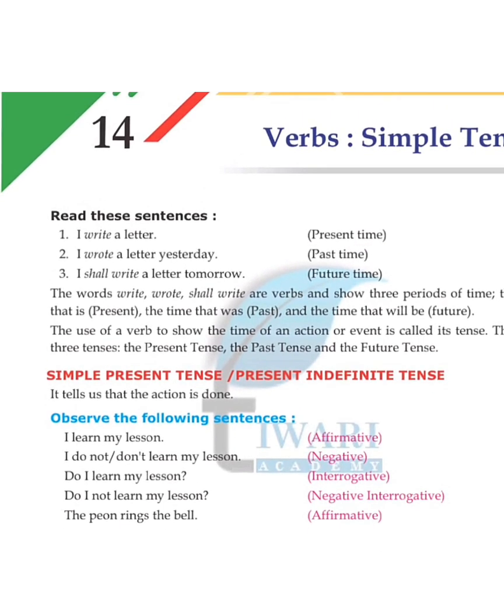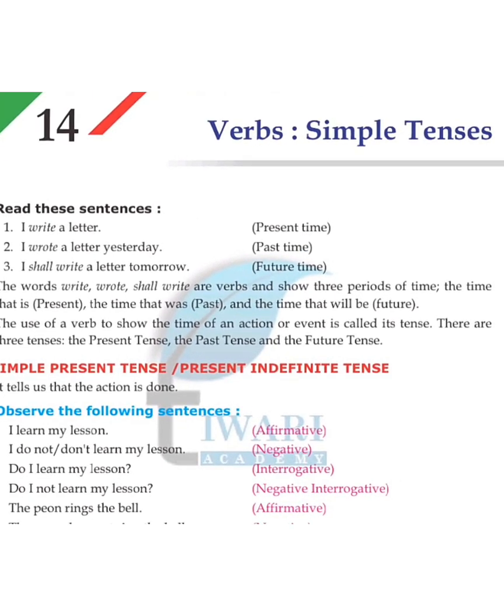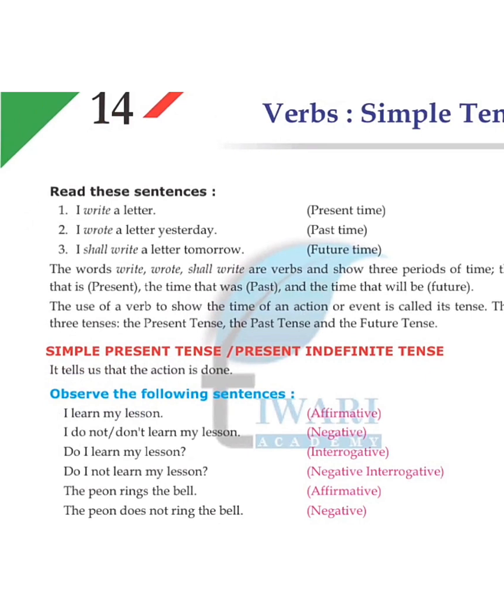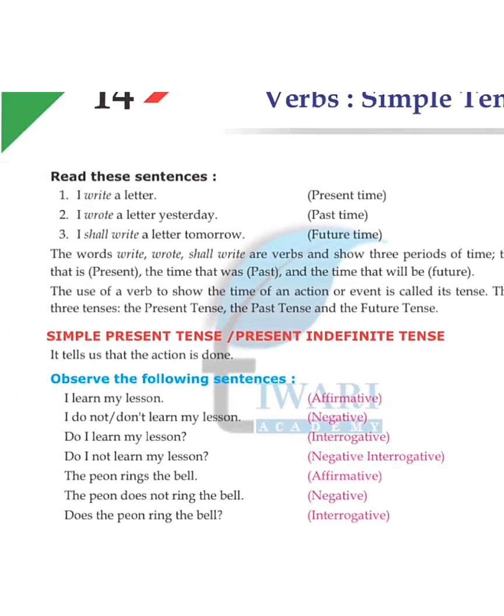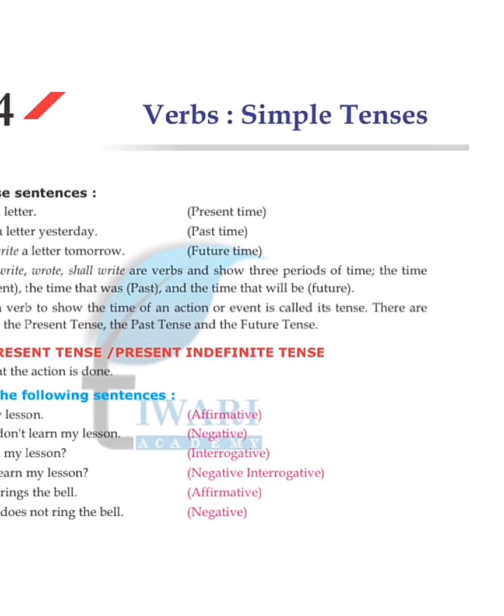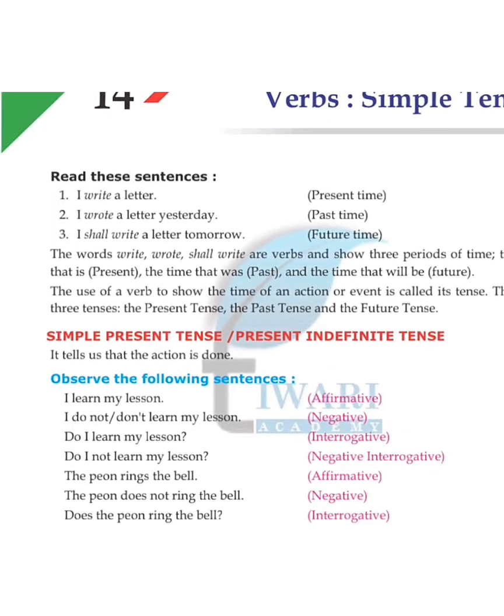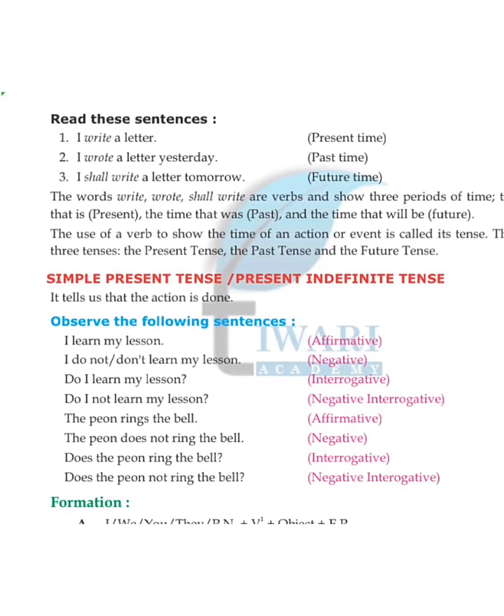Okay, so the words write, wrote, shall write are verbs and show three periods of time. That time, that is present time. The time that was, that is past time. The time that will be, that is future. Okay, so the use of a verb to show the time of an action or event is called tense. So there are three tenses: the present tense, the past tense, and the future tense. Clear? So simple present tense or present indefinite tense. We also call it present tense and present indefinite tense.